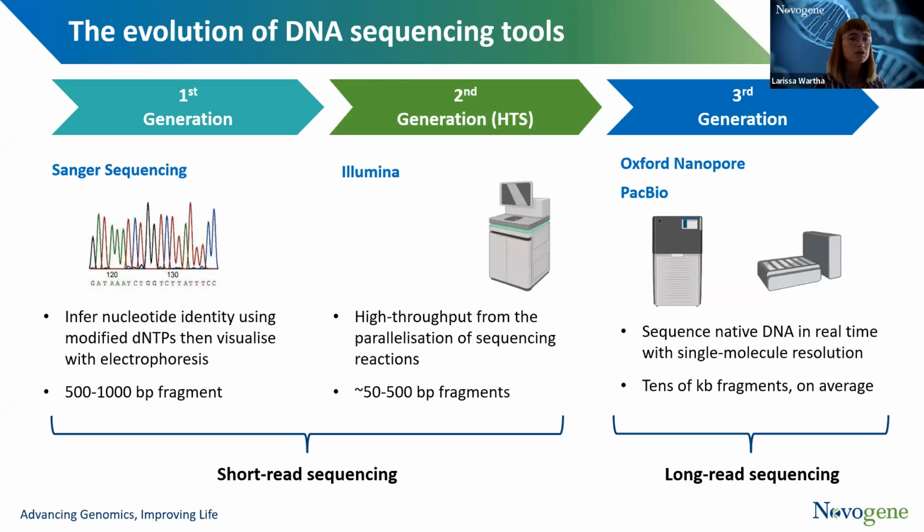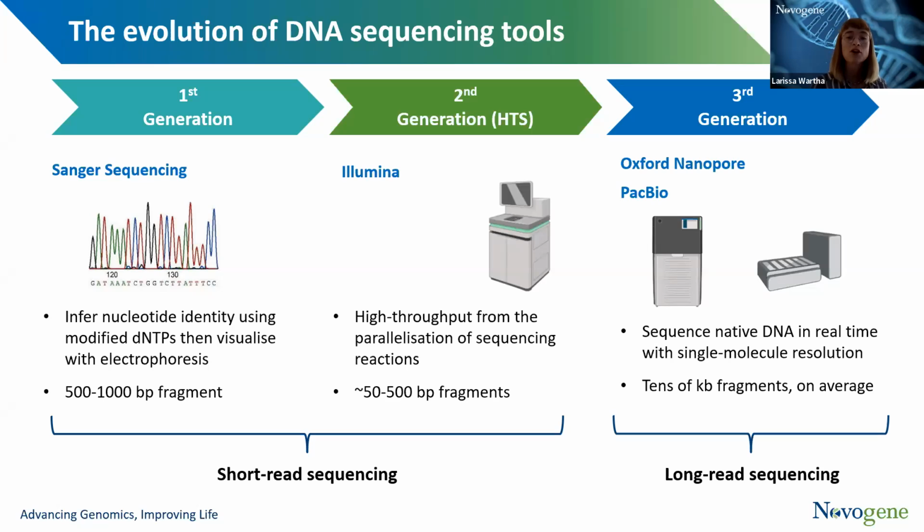Generally, Sanger sequencing is able to sequence 500 to 1,000 base pair fragments. Hence, it's a short-read sequencing platform. Illumina, on the other hand, is a massively parallel sequencing technology that offers ultra-high throughput, scalability and speed. It is the most used platform today, and it sequences 50 to 500 base pair fragments. So both Sanger and Illumina are considered short-read sequencing tools.